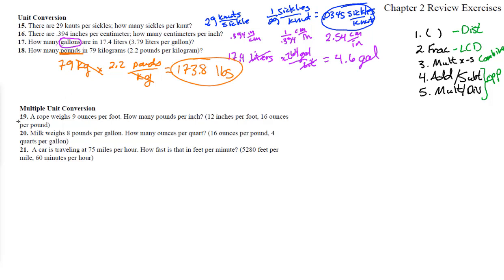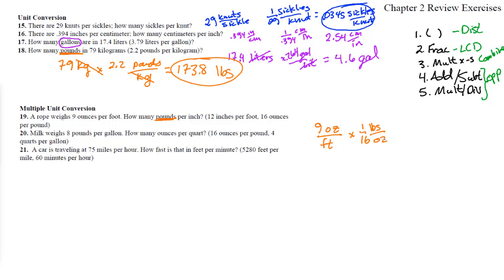All right, number 19, multiple. Oh boy, multiple unit conversions. We may need some of this space out here. A rope weighs 9 ounces per foot, and it says how many pounds per inch. So we have to times by something. It says there are 12 inches per foot and 16 ounces per pound. So we've got to end up with pounds on top, right? So we need to make sure that this 16 ounces is flipped over. So 1 over 16 pounds per ounce.